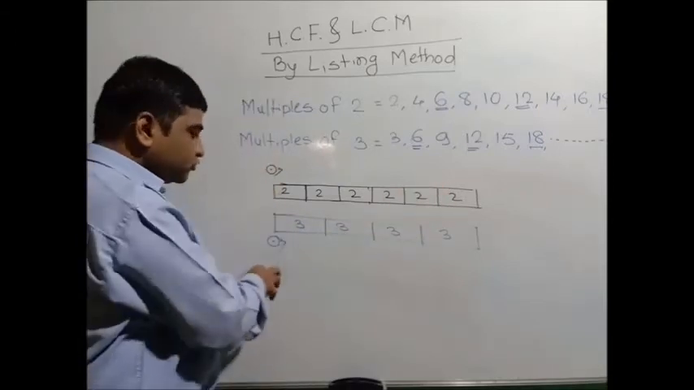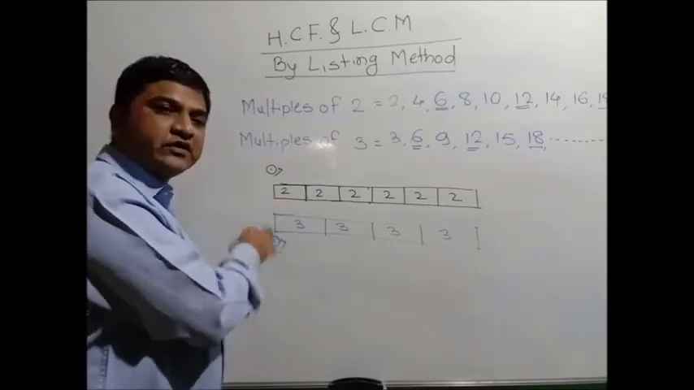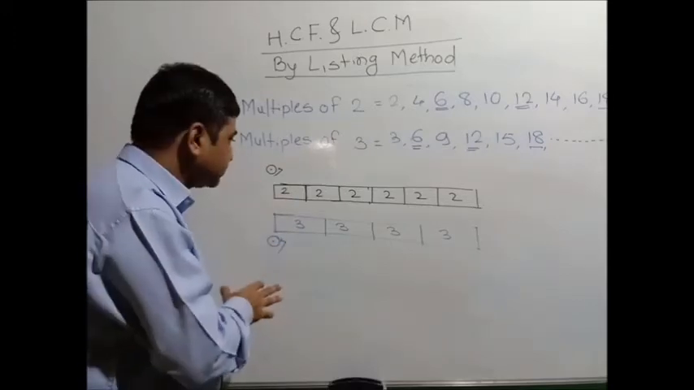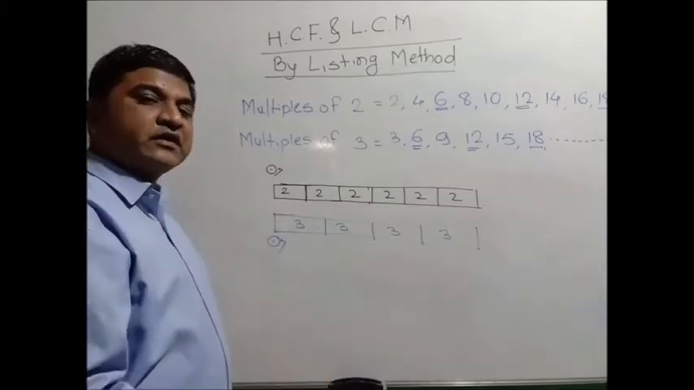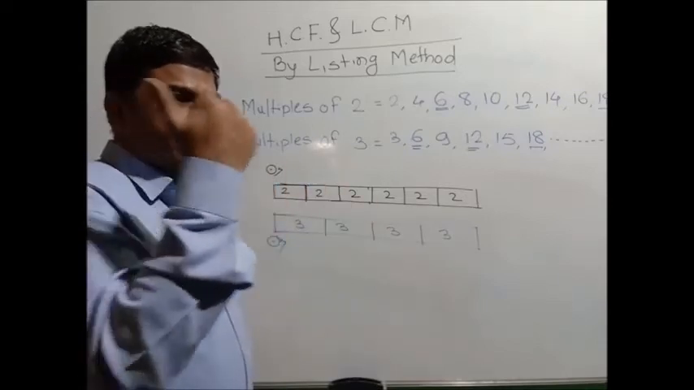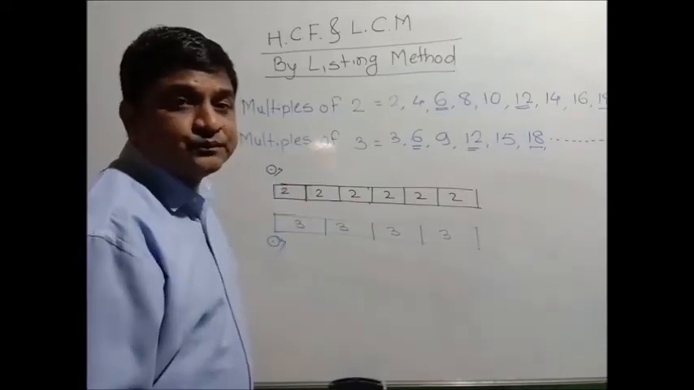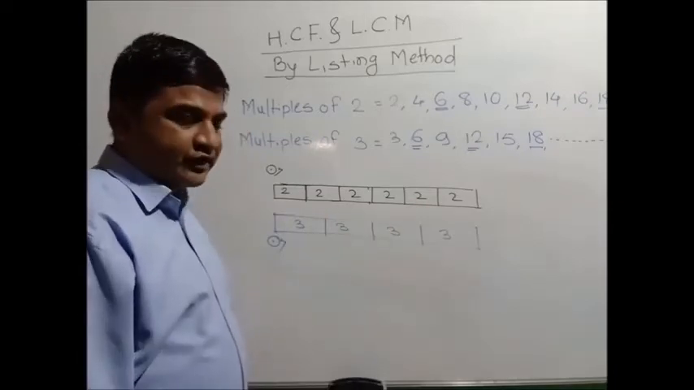If these two bells, 1 and 2, ring simultaneously at 12 o'clock noon, at what time will they ring again simultaneously at the same time? At what time are they going to ring simultaneously? And we also have to find out the next timing.